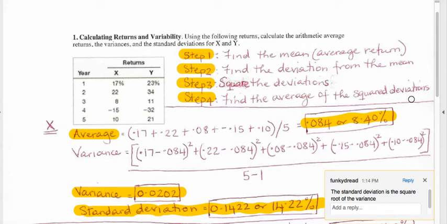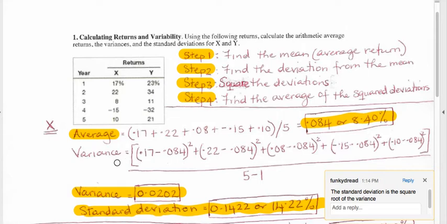So let's look at what I've done. First, I found the average. I simply added them up for x and divided by 5. A simple arithmetic average. And I got 0.084 or 8.4%.